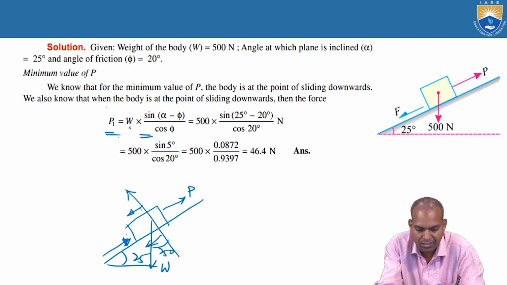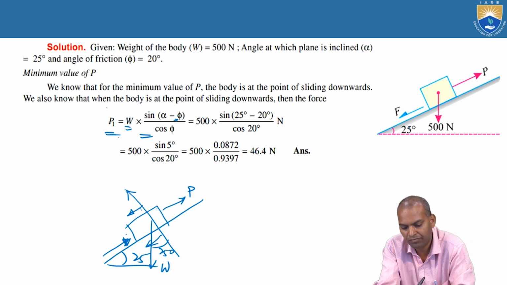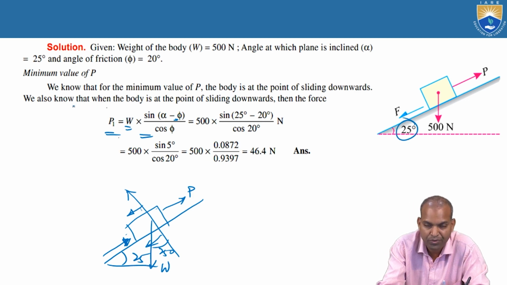So here, what is W? 500 newtons. What is alpha here? 25 degrees, and phi is 20 degrees. Here alpha is the angle of inclination of the plane, 25, whereas phi is the angle of friction, so mu equals tan phi. Here phi is the angle of friction.